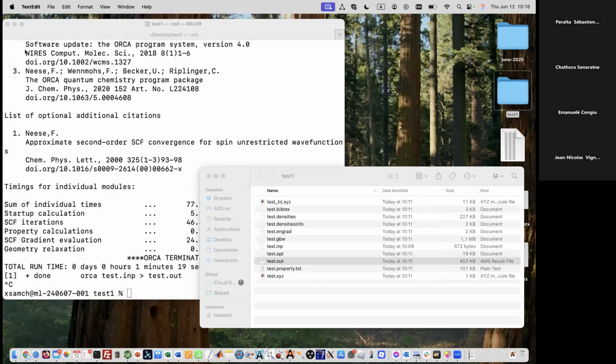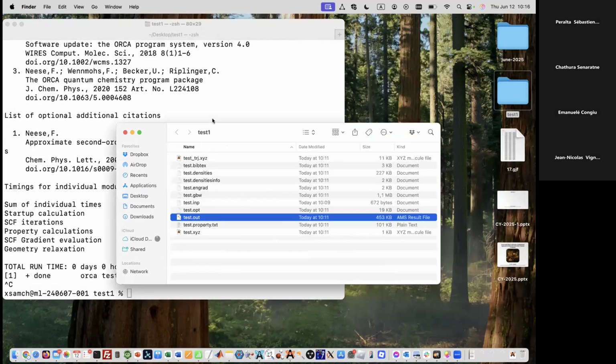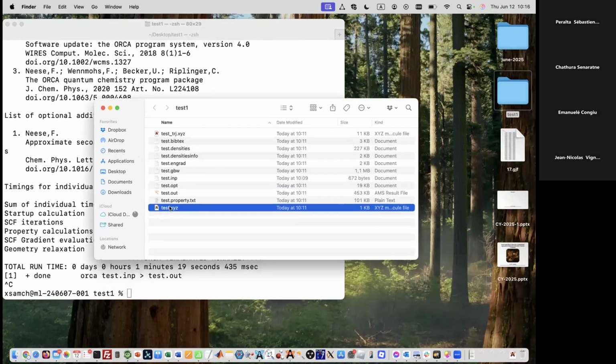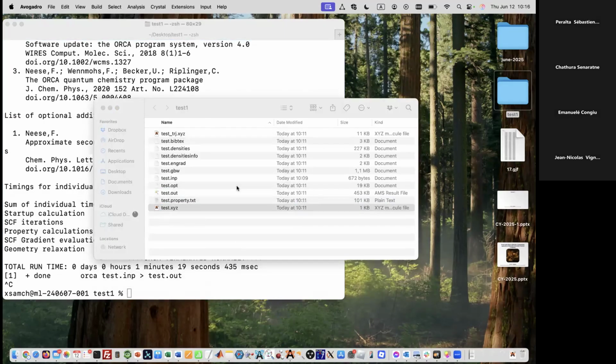Now let's look at the optimized structure. The optimized structure you will find as an XYZ file, and you can open this using Avogadro software, for instance.